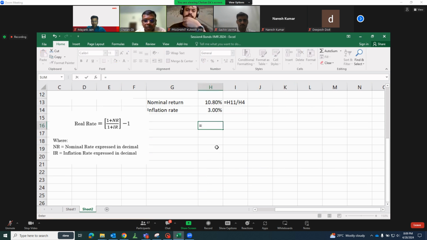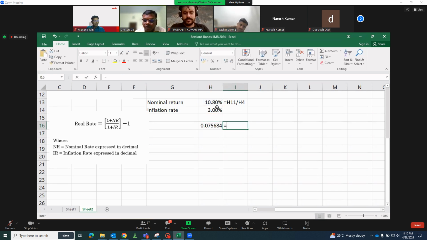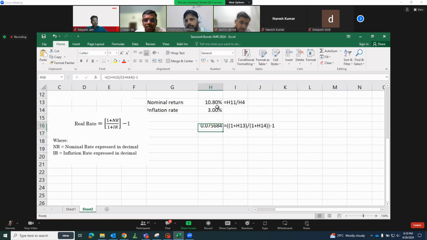Real rate is equal to 1 plus NR, where NR means nominal rate, which you have just now computed, divided by 1 plus IR, where IR is the inflation rate, minus 1. How many of you got the same answer as mine? Yes, sir. 7.5.